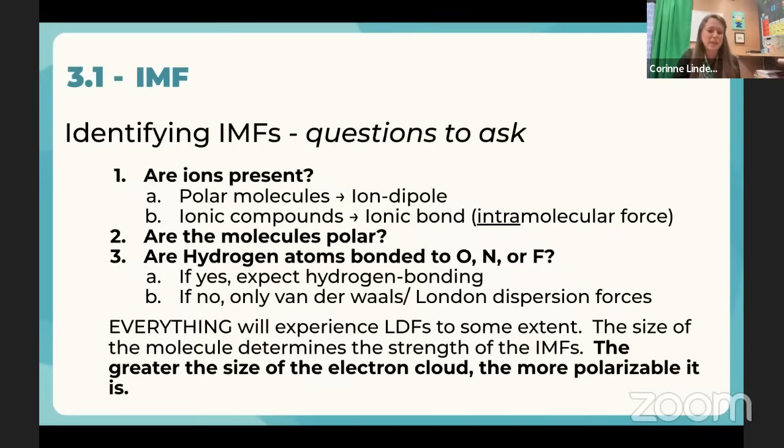All right. So if you were asked to identify IMF, these are the questions I would ask myself, focusing on whether there are ions versus polar molecules. And then if you have polar bonds, are there hydrogens and oxygens, nitrogens and fluorines? Note that everything is going to experience London dispersion forces to some extent, but the size of the molecule is going to determine the strength of those IMFs. And again, just mentioning what I just mentioned, because this is another buzzword associated with this curriculum. So the polarizability of that electron cloud just shows you how likely everything is to experience these interactions and how strong those interactions are going to be.